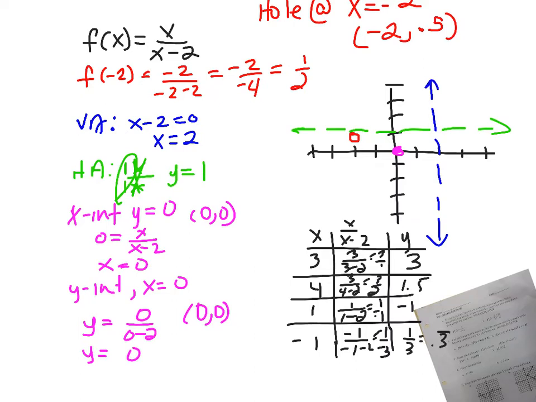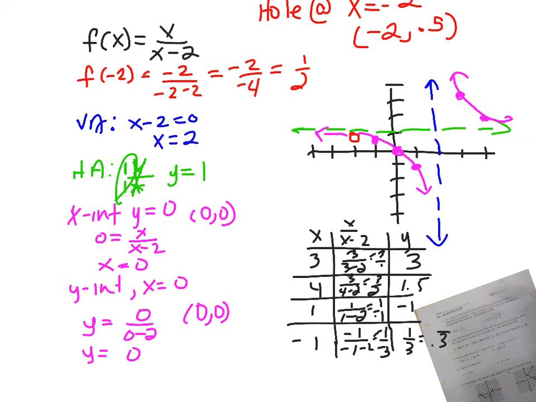All right, so let's plot our points. I'm going to put them in purple here. So I have 3, 3. 4 is 1.5. So it's going to come down like this. And just go a little bit past the dots and put arrows. All right, 1 is -1. And -1 is 0.3 repeating. So it's like this. So it's going to come down like this. Remember, when you jump over the hole, don't go through the hole. Just go a little bit past it and put your arrow.